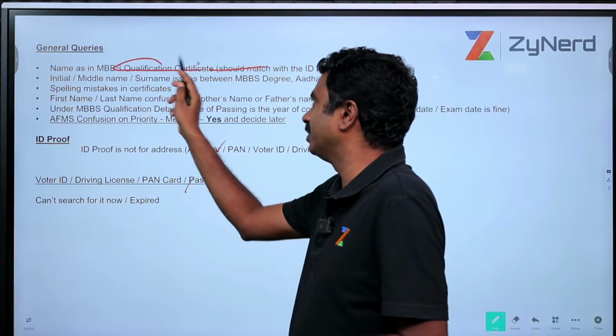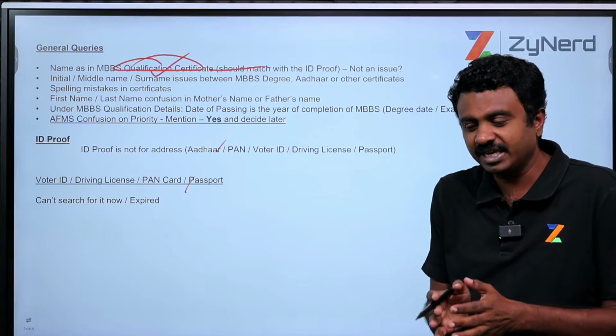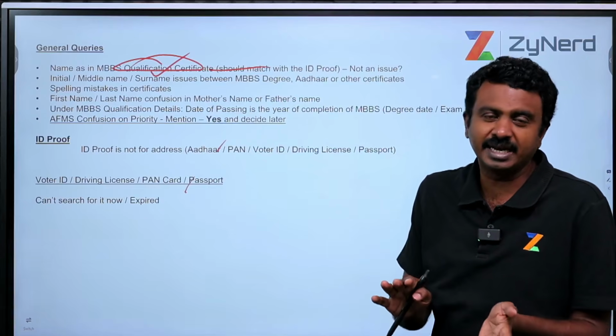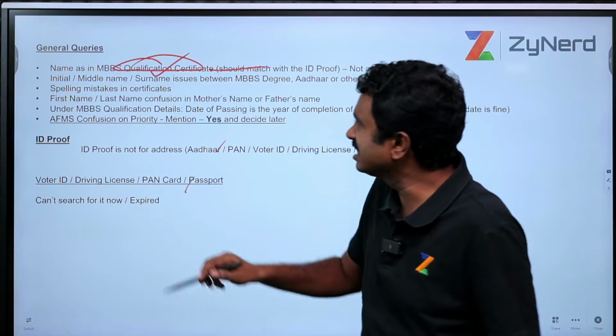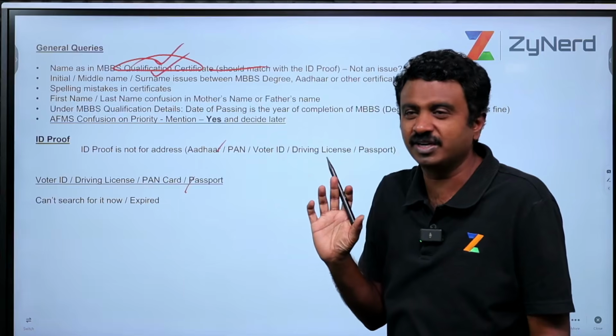Enter as in your MBBS qualification certificate. You usually put in your first name, and even in case you are not able to enter an initial in the end, you can swap it and then enter. It is not a problem. This is just to verify and ensure that you enter as per MBBS qualification certificate.